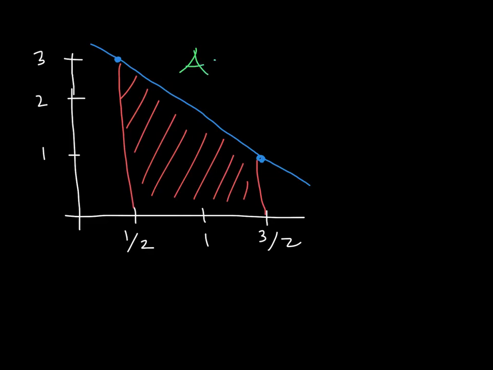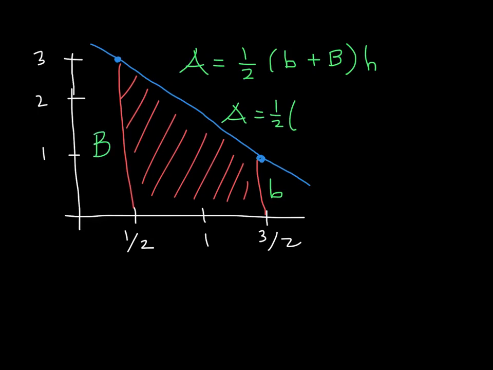The area of a trapezoid is 1/2 times the sum of the bases. I'll call one base lowercase b and the other one capital B, times the height. How you write the area for the trapezoid might be a little bit different, but this is the area of the trapezoid. So therefore, this is 1/2 times. Okay, so let's call this one base, and the other base is over here. The bases are the one pair of parallel sides, right? That's what makes this a trapezoid, that you only have one pair of parallel sides.